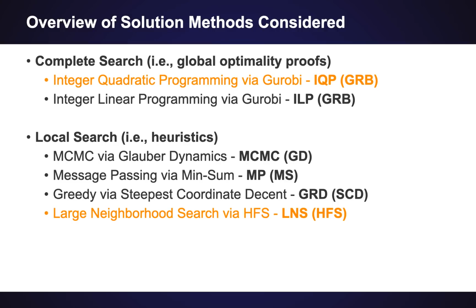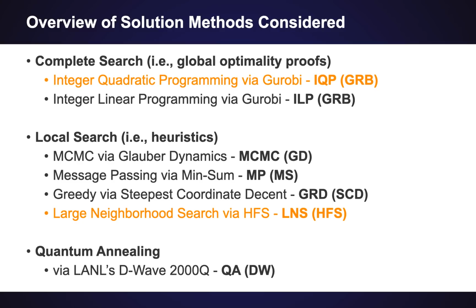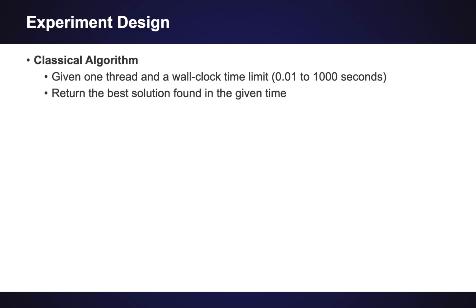But the highlight here is a large neighborhood search algorithm called HFS, which is a state-of-the-art competitor for optimization on chimera graphs. And last but not least, we will also consider quantum annealing using LANL's DWave 2000Q chip. I've highlighted integer quadratic programming and large neighborhood search here because I would consider both of those to be state-of-the-art approaches, while the other approaches are more like straw men that we use to get a breadth and intuition for what might work or not work for solving different types of Ising models.